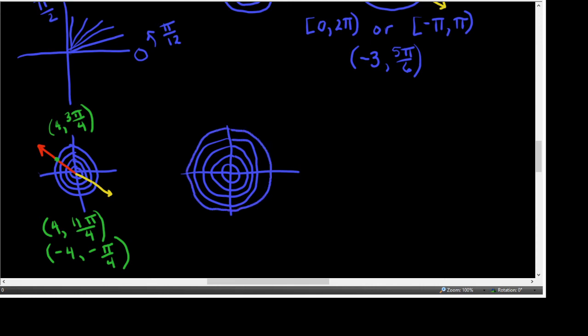Wow, those circles look awful, don't they? 1, 2, 3, 4, 5. One more. Oh, maybe this one will be my best one yet.